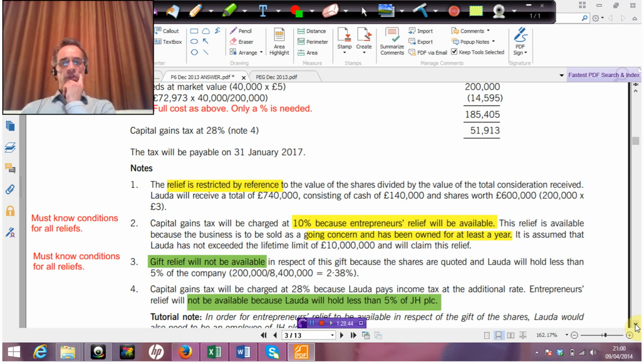Just note 3 first. Okay, so note 3, what we're saying there is that no gift relief will be available because she doesn't qualify. In addition to that, there's no IHT payable on that gift as such. So really what we're saying is that that's her percentage. It's under 5% of the company, and indeed the shares are quoted. So in effect, it's not her personal trading company. So note number 4, just have a quick look at this.